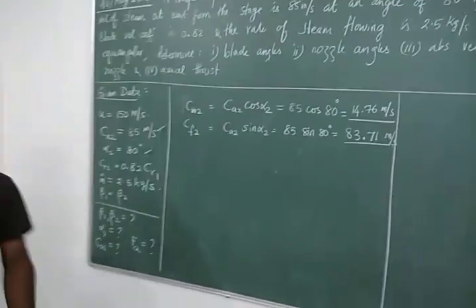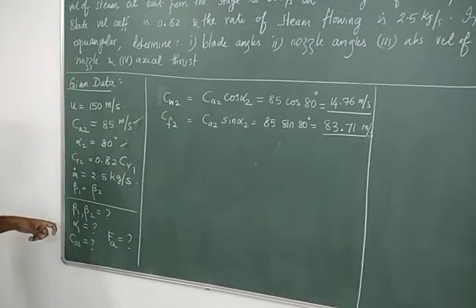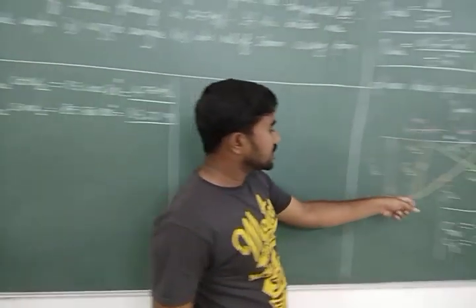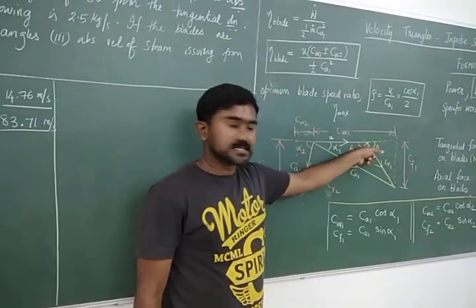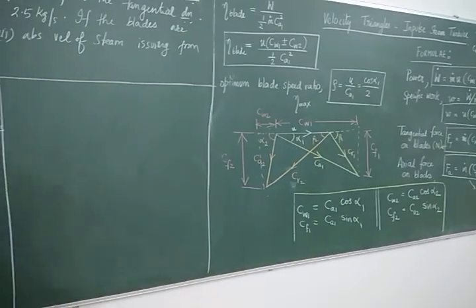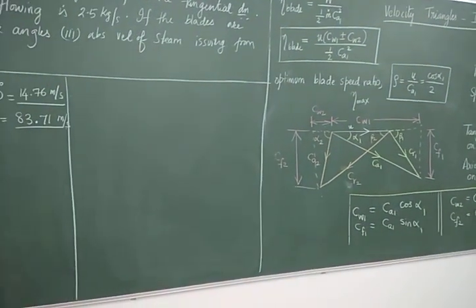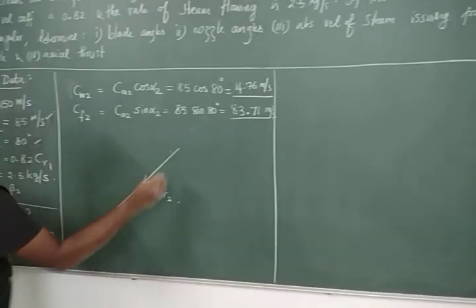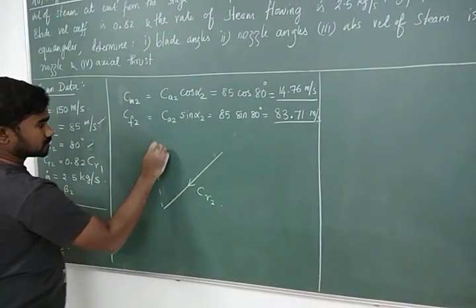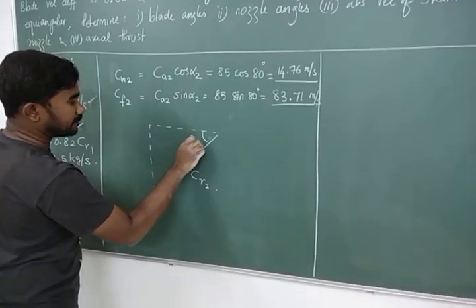Now, these two components can be found. From this data, very importantly, we have to find beta. Now, beta is the angle made by CR2. Okay. So, we have to link this data and find CR2. So, let us go to the velocity triangle and focus on CR2. CR2 is like this. This is the blade speed. So, I just focus on the components of CR2. This angle is beta 2.